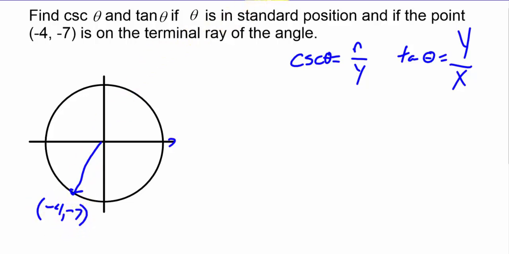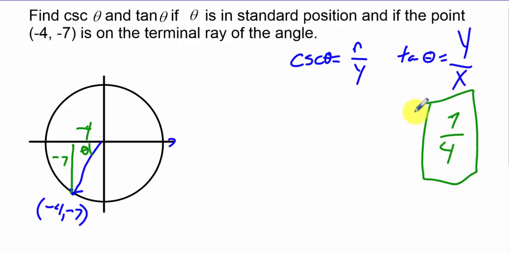And that's going to make a reference angle right around here. And with an x value of -4 here, a y value of -7 here, we can do the tangent right off the bat because that's just y over x. So 7/4 is the tangent value.